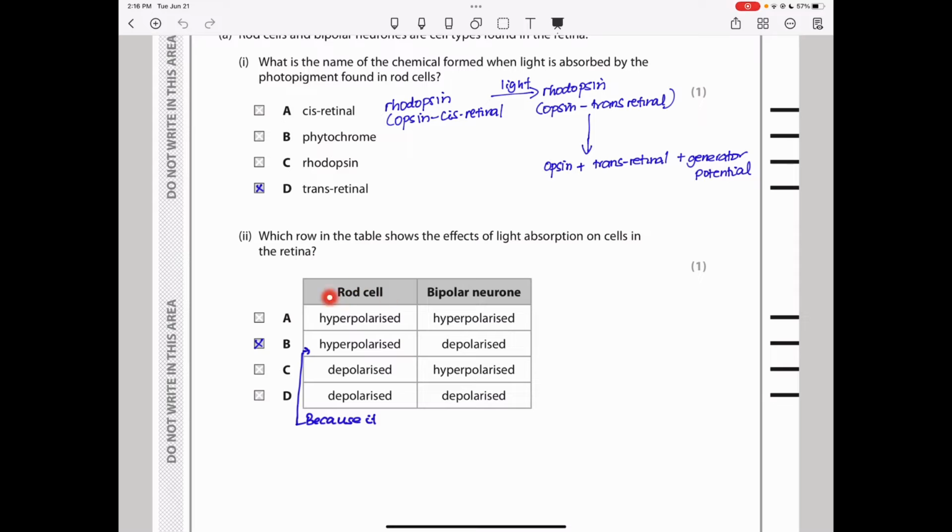So rod cells, when they absorb light, will actually be hyperpolarized, yet the bipolar neuron is going to be depolarized. This one is hyperpolarized because the sodium ions are prevented from entering the cell, yet here the sodium ions are going to be entering the cell. So here we're going to have hyperpolarization, while here we're going to have a depolarization. So the answer here should be B.